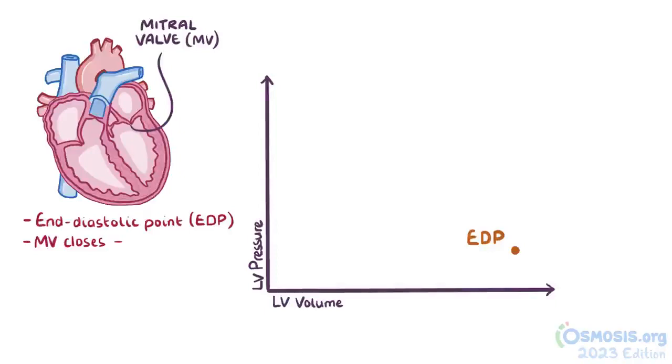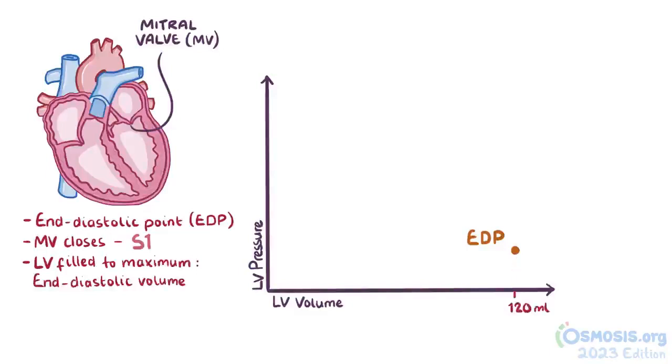That's known as the first heart sound, or S1. So at this point, the left ventricle is filled with a maximum volume of blood, known as the end diastolic volume, which is normally about 120 millilitres. You can imagine the ventricle as a relaxed sac of muscle that's full of blood, so the pressure is low.